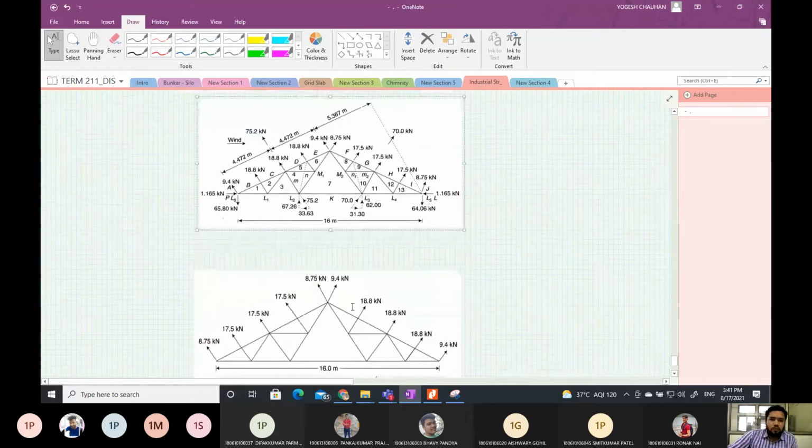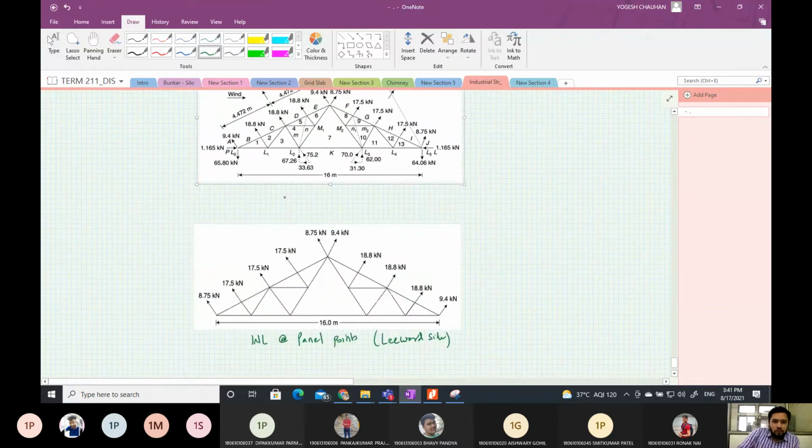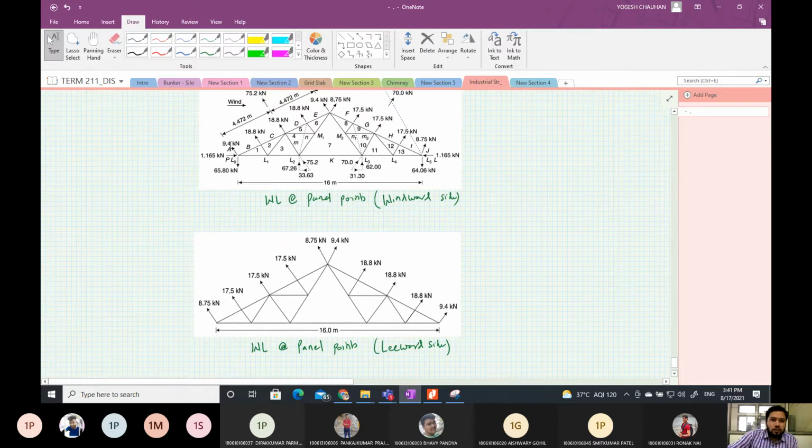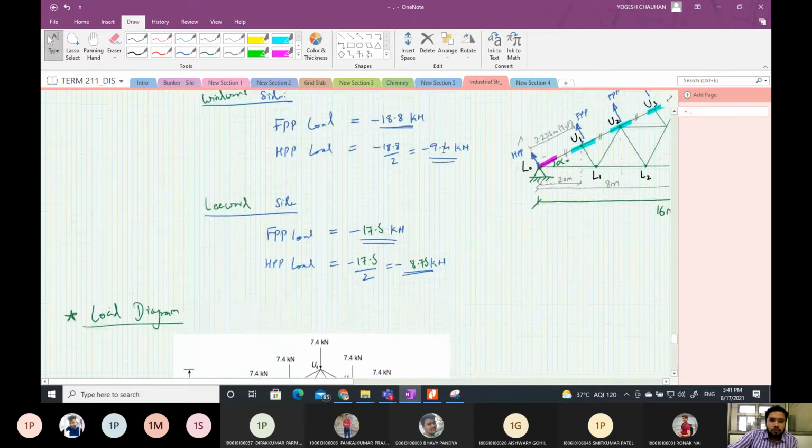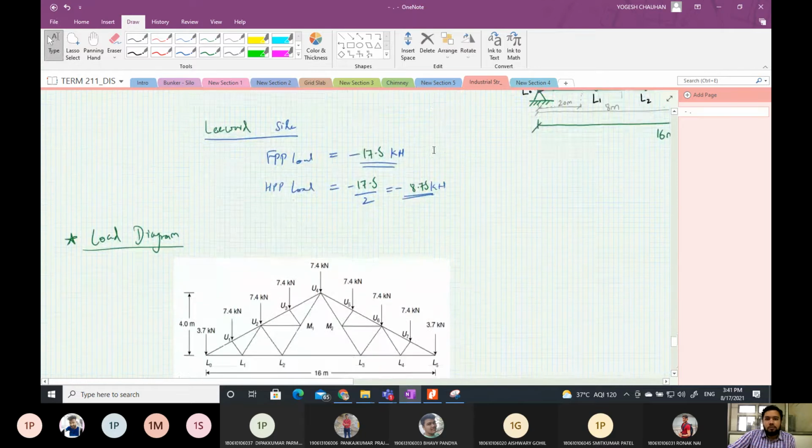This windward side, wind load at panel point. Windward side. Eighteen point eight, 9.4 is the half panel load. 18.8 is the full panel load and half panel is 9.4.